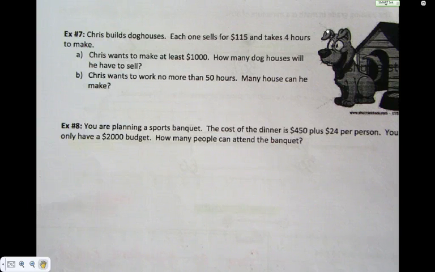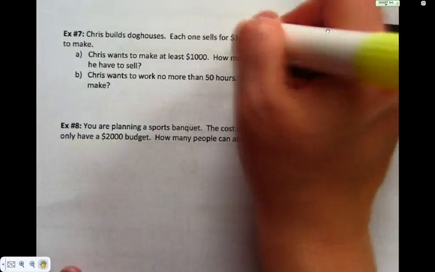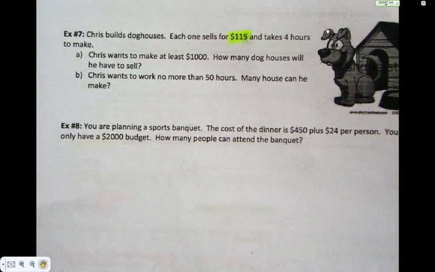What's it about? Dog houses. That's probably all you got the first time through, and that's fine. Now let's pick it apart. Do we care it's Chris? Do we really care what he's building? We care how much it costs. Do we care about the number of hours?